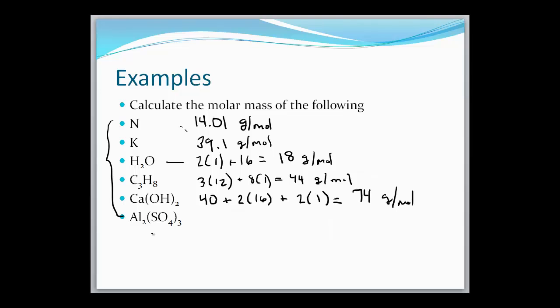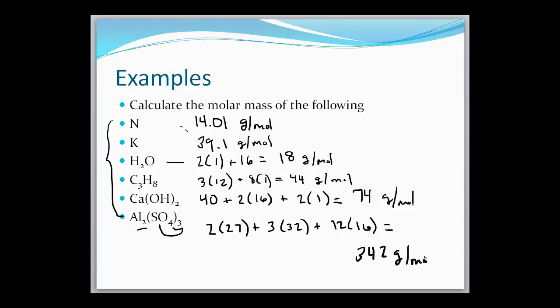Okay, now we've got aluminum sulfate. And again, it looks more complicated, but it's really the same exact procedure. You've got 2 aluminums, so if you look up their value, 27. You've got 3 sulfurs. If you look up its value, 32. And then you've got 12 oxygens. Notice, subscripts multiply subscripts. So 12 times 16. Put that into your calculator, and you get 342. And again, the unit is grams per mole.